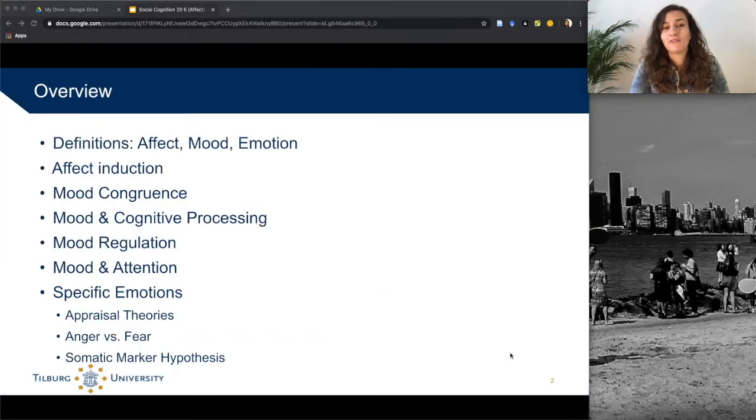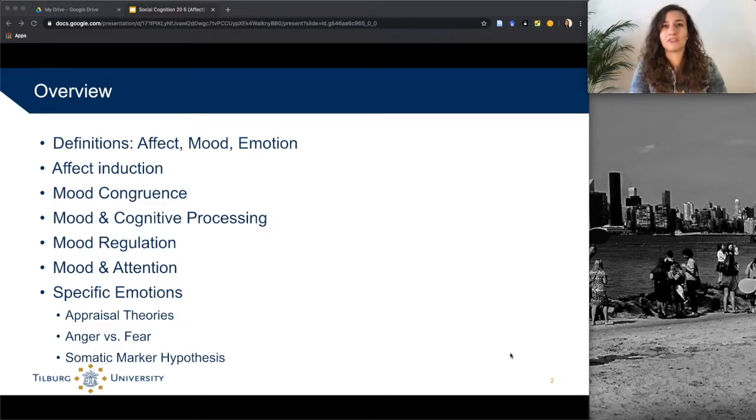We will, first of all, have to make some definitions. So we'll talk about the differences between affect, mood, and emotions. Then we'll speak about how we can induce affect in the lab when we do research about affect, mood, and emotions. And then we'll take a look at some specific findings that relate to mood as it influences our cognitions and our downstream behavior.